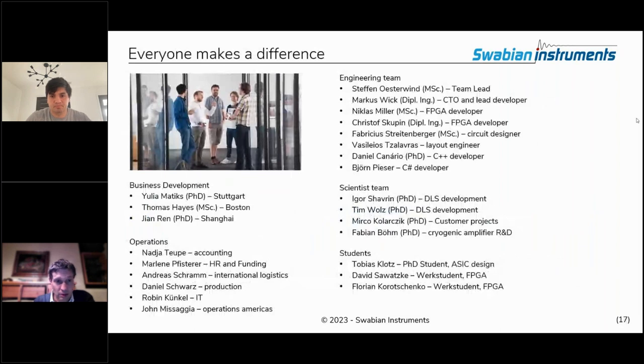All right, just to give you an idea of who we are. We are about 30 people, and 2/3 of these are electrical engineers. Then 1/3 are scientists, so physicists, typically with a PhD. And then we have a bunch of people in business development, operations, and also students. Those are mainly electrical engineers, and some of them do really very leading edge electrical engineering work.